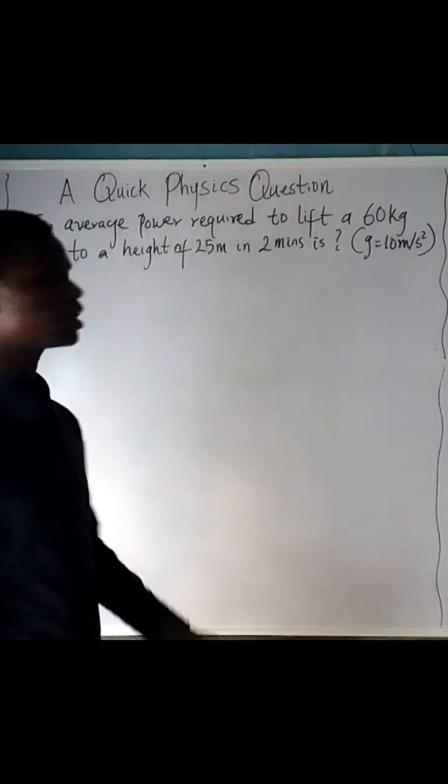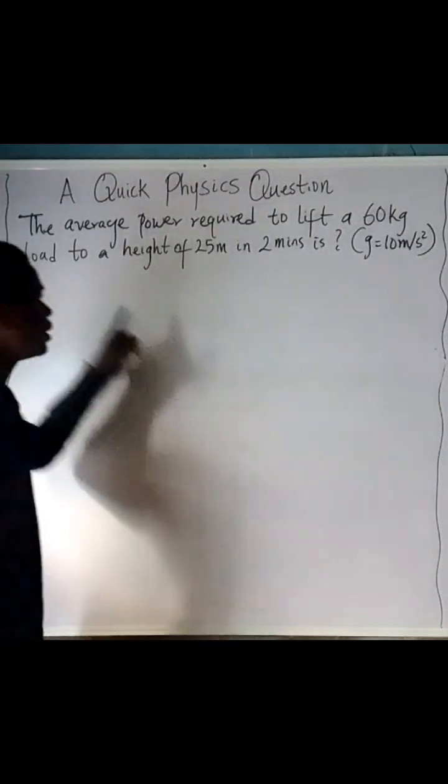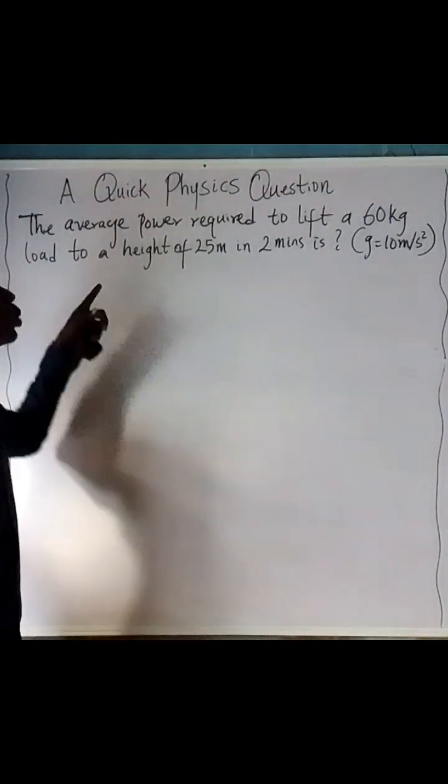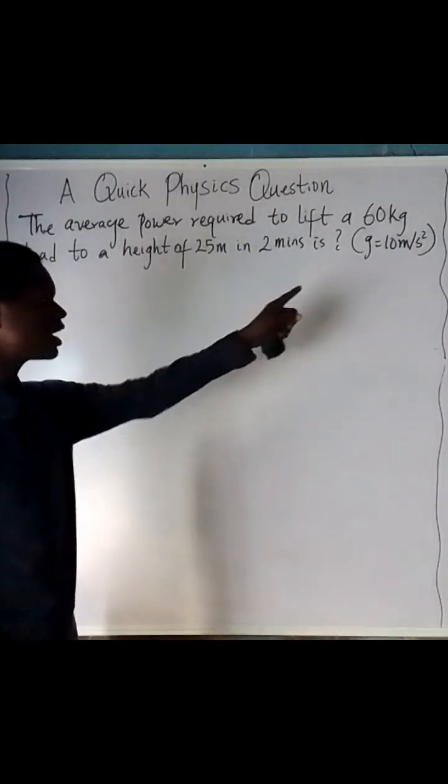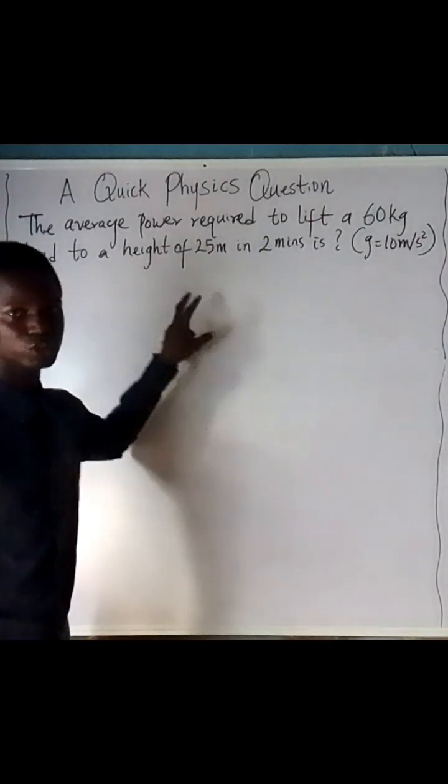At this question together on power. The question reads, the average power required to lift a 60 kg load to a height of 25 meters in 2 minutes is, take gravity equals to 10 meters per second squared. So this is the question we're given. Now how do we solve it?